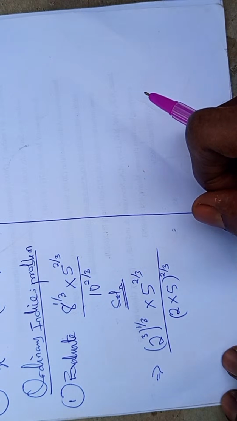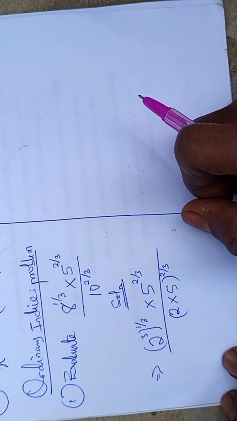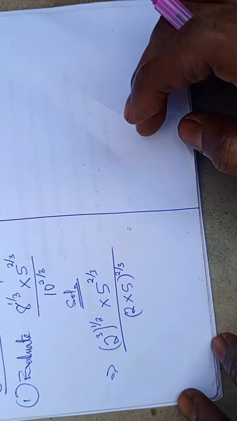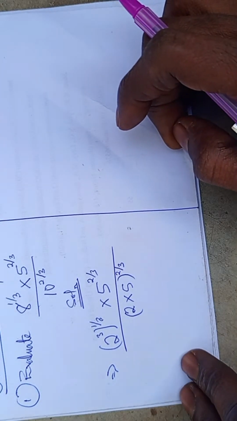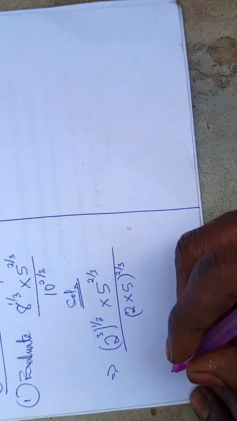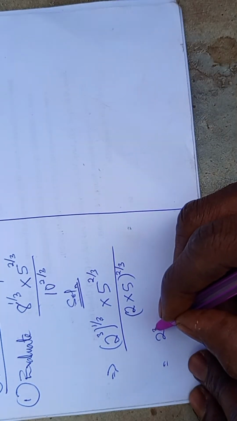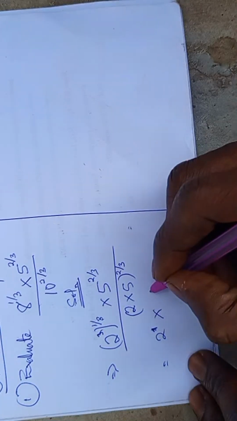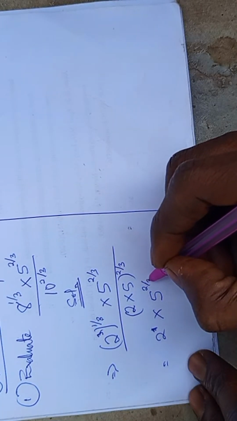Guys, are you following? Yeah. So what next now? Let's proceed. So guys, from here, what do we do next? Now, by law of indices, you would come to realize and agree that we have 2 raised to the power of 3, cancel 3 here. I have just 2 raised to the power of 1 multiplied by 5 raised to the power of 2 divided by 3.